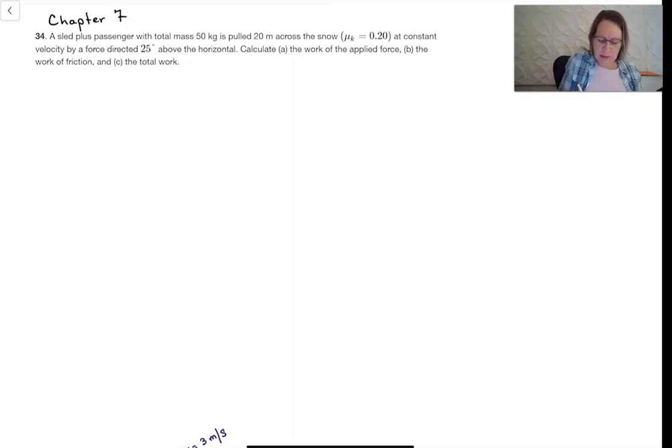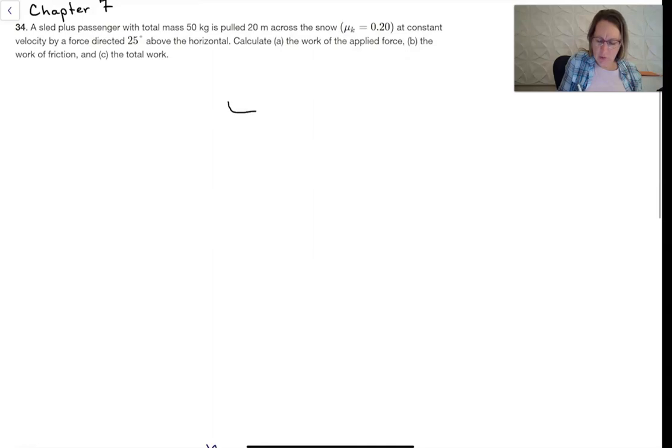So we have a sled plus a passenger. Okay, so we have a person on the sled with a total mass of 50 kilograms. All right, so we've got an mg that's down, pulled across the snow at constant velocity by a force directed 25 degrees above the horizontal. Okay, so there's the force pull. This is 25.